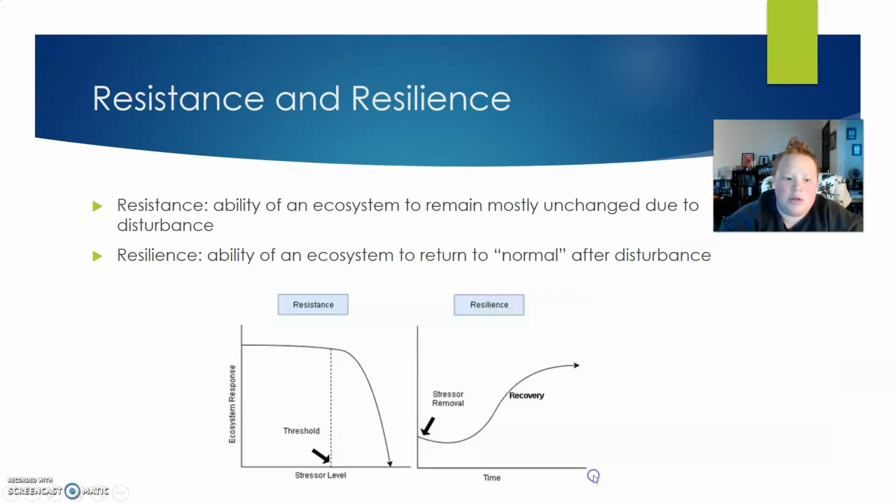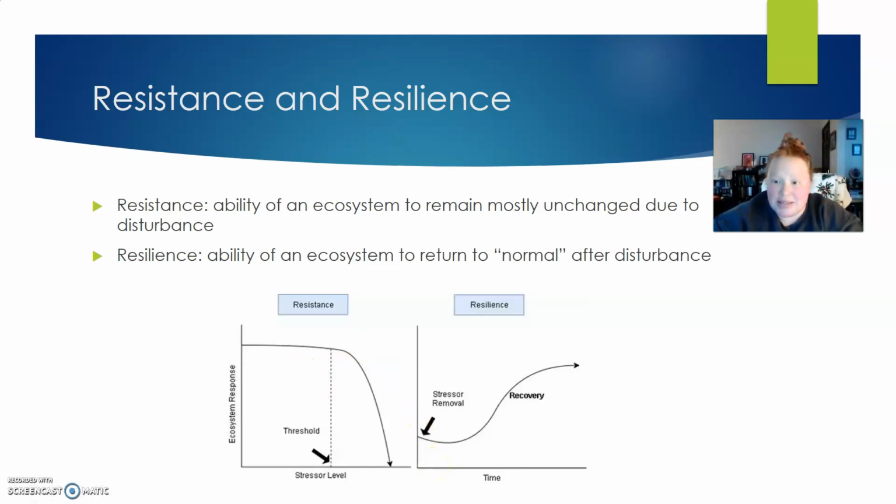So, moving on to resistance and resilience. So I just said species or ecosystems that are more diverse are more resilient to change. Remember, resistance just means the ability of an ecosystem to remain mostly unchanged due to a disturbance. So this first graph here shows us resistance. You can be applying stress to an ecosystem, and a resistant ecosystem will not change as a response to that stress until it gets to a certain point, and then you see very rapid change.